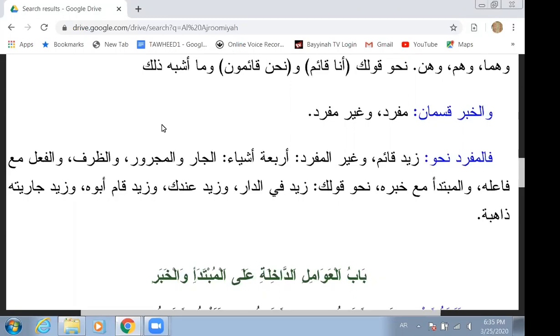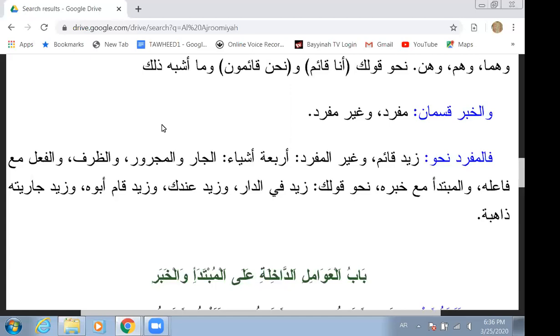And then وغير مفرد أربعة أشياء. And for more than one word, how many things? Four things. What are they? The jar and the majroor, the harf of the jar, the zarf, وفعل مع فاعله, the fi'l with its fa'il, which means a jumla fi'liya, والمبتدأ مع خبره, the mubtada with its khabar, which means a jumla ismiya.